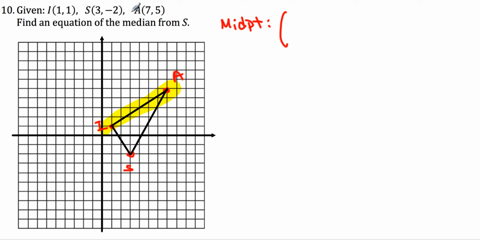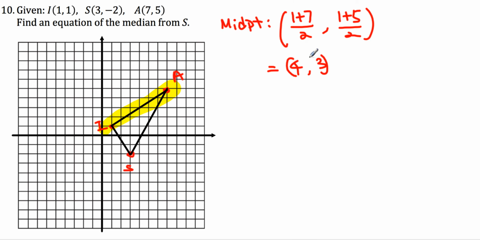Midpoint between A and I, so (1 plus 7) over 2, and then (1 plus 5) over 2. So we get 4 comma 3 as the midpoint. So 4 comma 3. There it goes. That's the M.